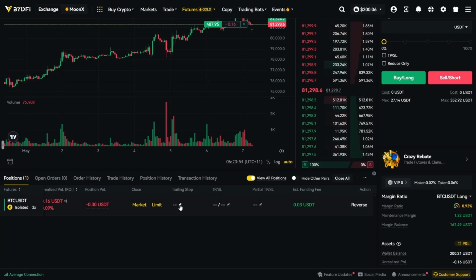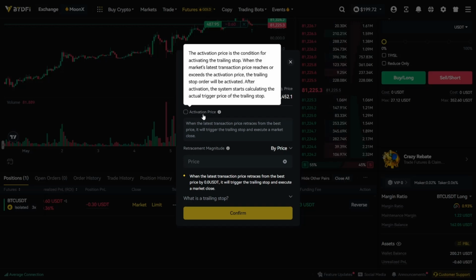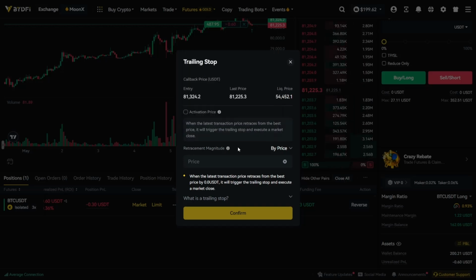on this edit icon. A trailing stop loss is a type of stop loss that automatically moves with the price as it goes in your favor. This helps you lock in profits while still giving the trade room to grow. There are 2 main settings here. We have activation price and retracement magnitude.